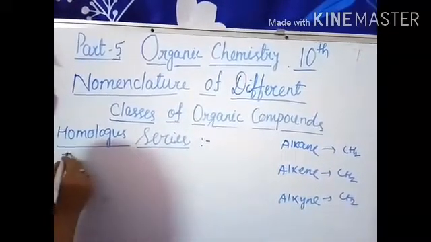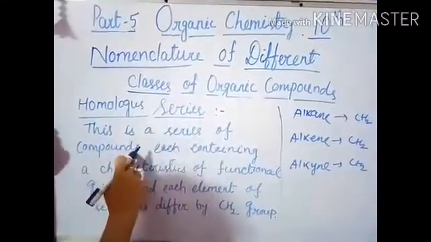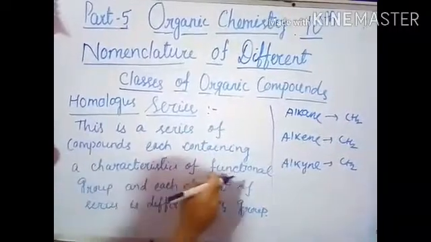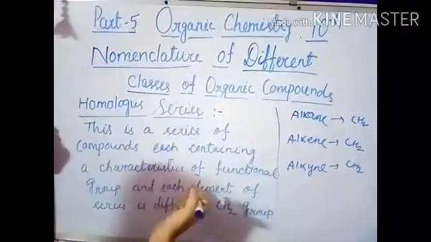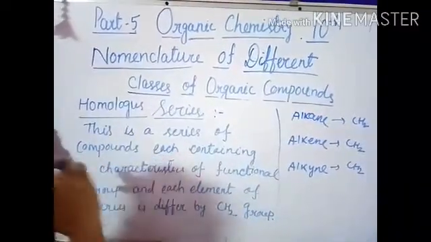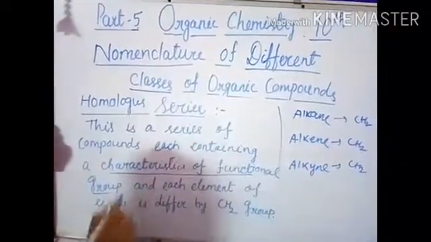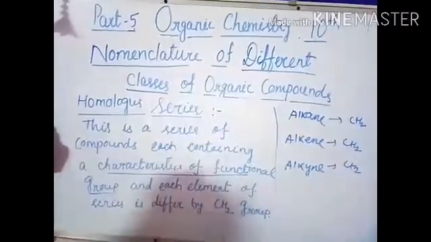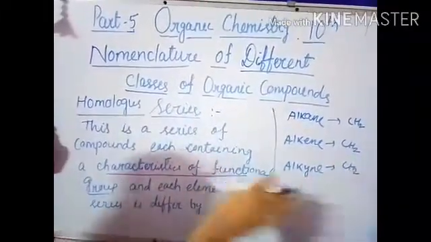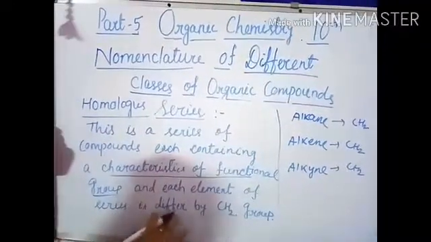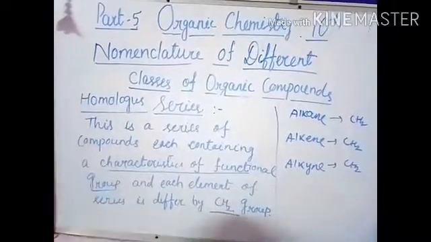So children, this is a series of compounds, each containing a characteristic functional group. Other functional groups also I will tell. Everywhere one series of compounds is there, and everywhere a characteristic functional group is present, and each member of this series means the specific series. Alkane means alkane, alkene means alkene, alkyne means alkyne, like this everywhere. All the compounds differ by the CH2 group. This series is known as the homologous series.